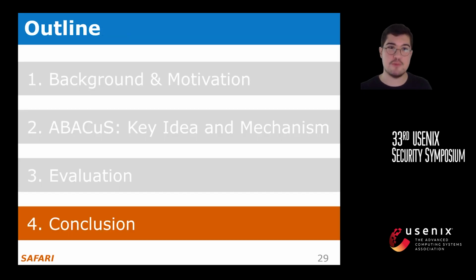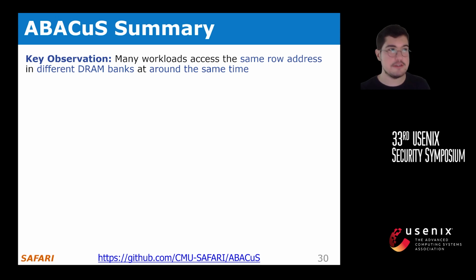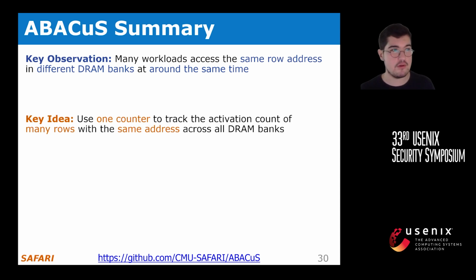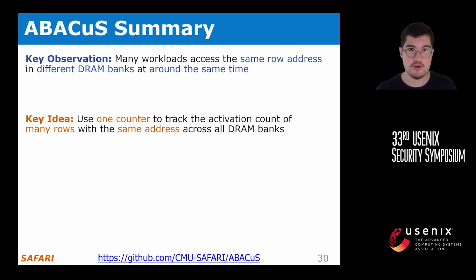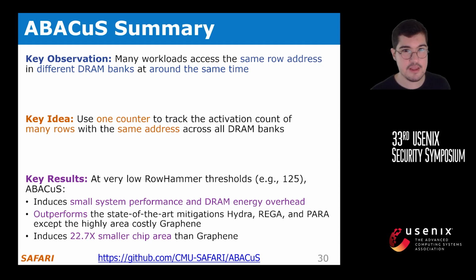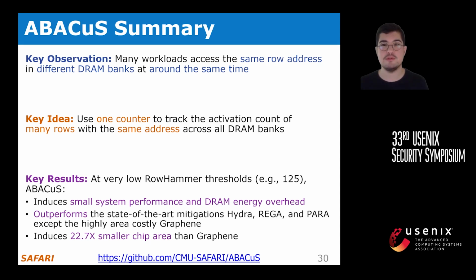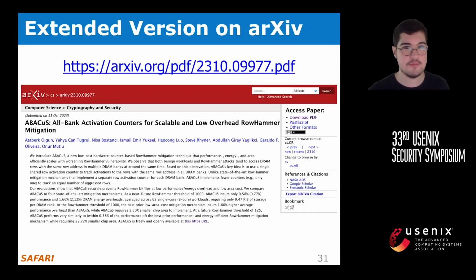Now I'll quickly conclude my talk. Based on the key observation that many workloads access the same row address in different DRAM banks at around the same time, we developed ABACuS, which uses one counter to track the activation count of many rows with the same address across all DRAM banks. We show that ABACuS induces small performance and DRAM energy overheads at very low RowHammer thresholds, such as 125, and we show that it outperforms state-of-the-art mitigation techniques.